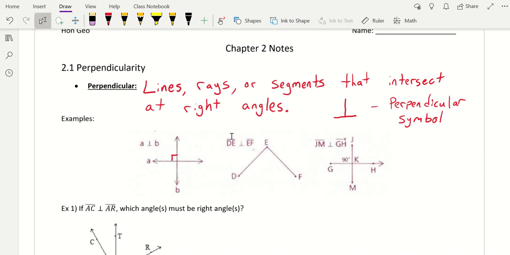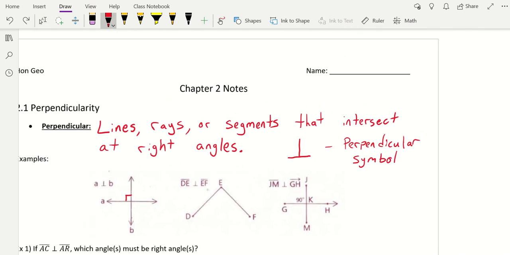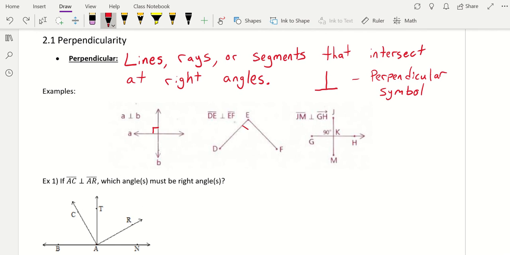Here we have two line segments. DE is perpendicular to EF. Let's draw in the right angle symbol there as well, that little square in the corner. And finally we have segment JM perpendicular to ray GH. We've already got 90 degrees here in the corner, so that's good enough. Notice here we have a segment and a ray. Like I said, it doesn't have to be just two lines crossing or just two rays crossing or just two segments intersecting. It could be a combination of any two of these.